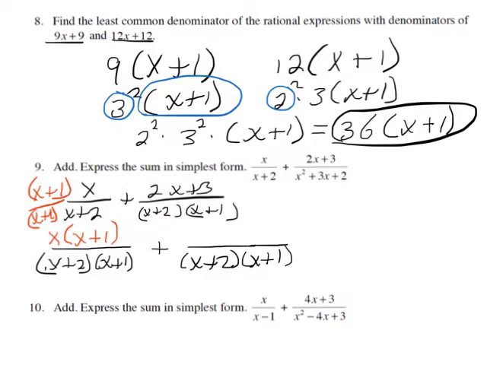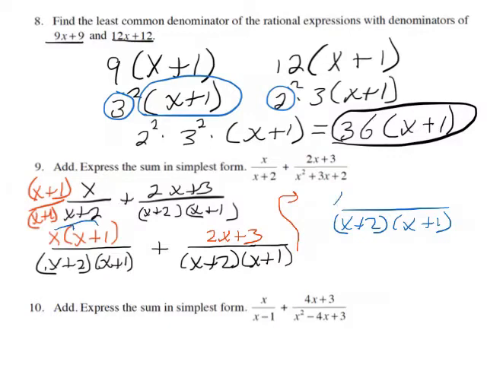So all I'm going to do here is bring down this 2x plus 3. Now that I have common denominators, I'm going to add my numerators. So let's go ahead and do that. For my denominator, I have x plus 2 and x plus 1. In the numerator, I'm going to distribute this in as I write it down. So I have x squared plus x plus 2x plus 3.